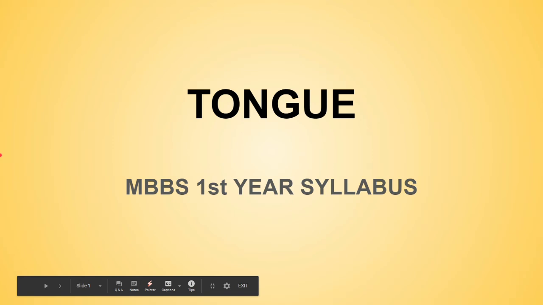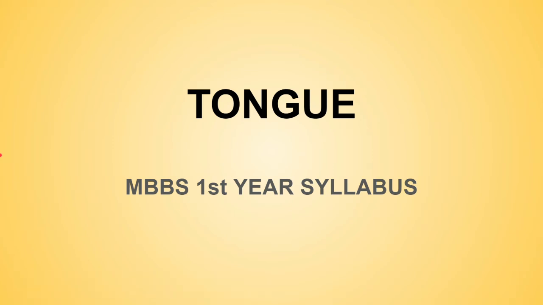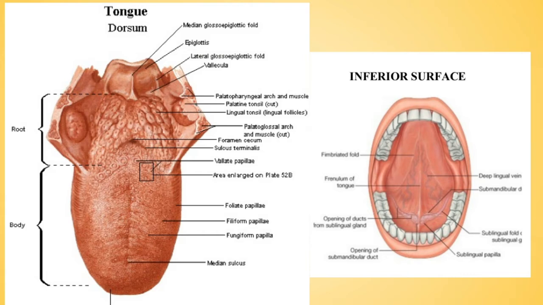Hello everyone. Today we will discuss the tongue. First of all, we all know the tongue is a muscular organ situated in the floor of the mouth. It is associated with functions like taste, speech, chewing, deglutition and the cleansing of the mouth.